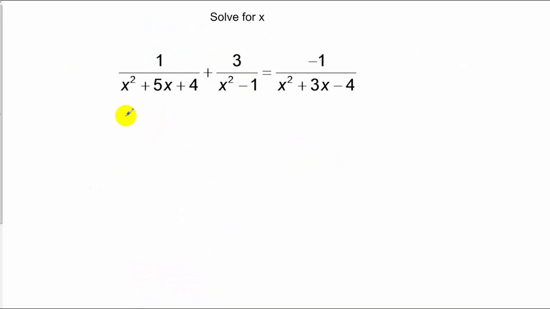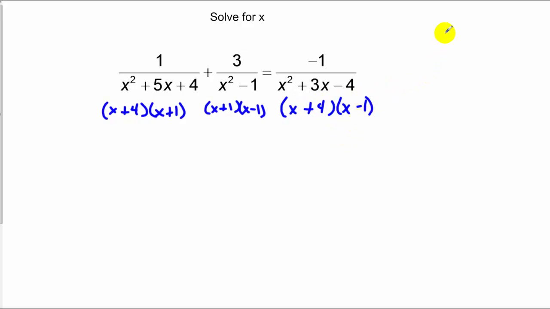In this problem, we have quite a bit of factoring to do. We've got x plus 4 and x plus 1, x plus 1 and x minus 1. Looks like x plus 4 and x minus 1, which means I need to find the LCD.